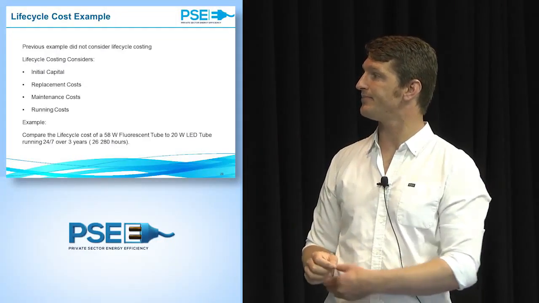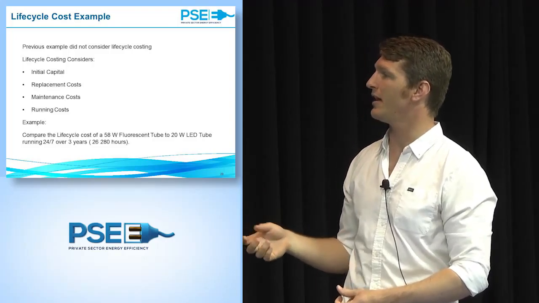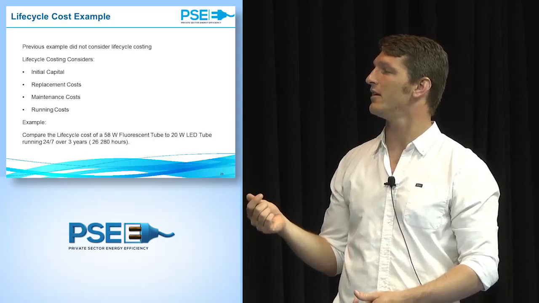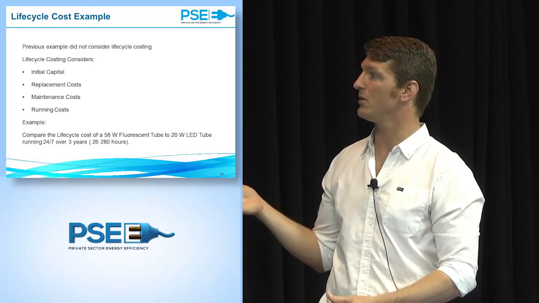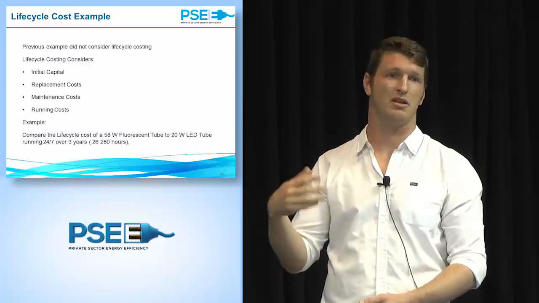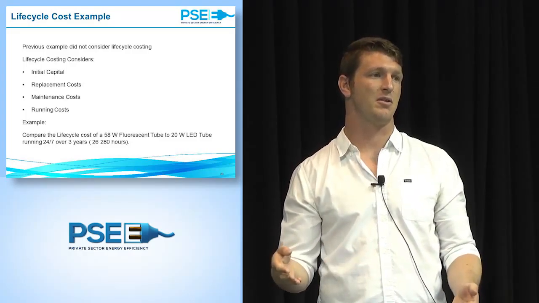So let's compare the life cycle cost of a 58 watt fluorescent tube to a 20 watt LED tube running 24/7 over a 3-year period. This is an example of a parking lot, which is a real life example. But we're just going to look at one light to build a business case around one light, and we can obviously then extrapolate that over 50 or 100 or 1,000 lights.